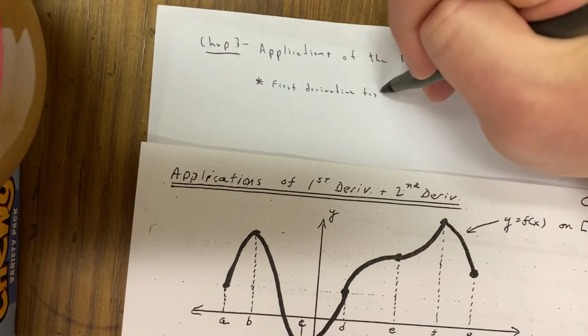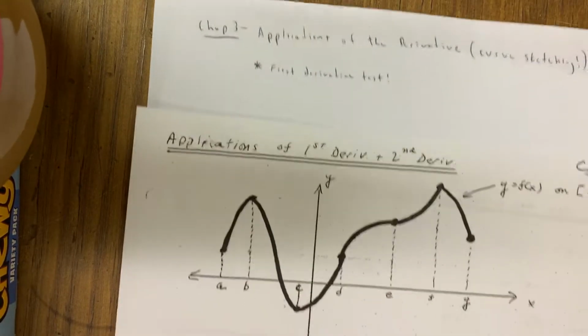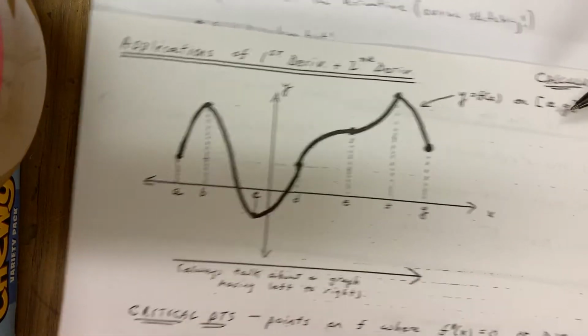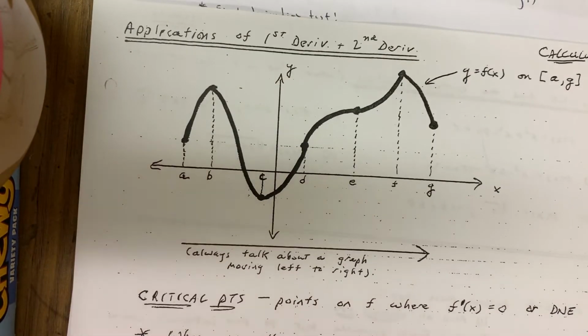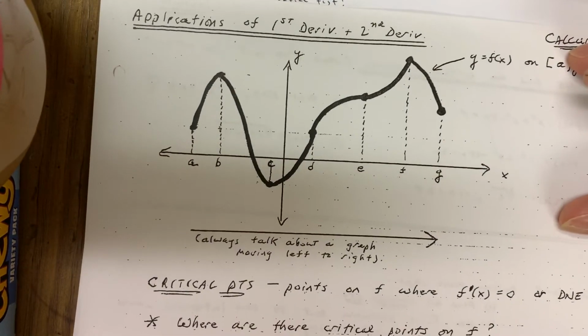All right, so if you look at the ditto, okay, we got a wonky looking function here. We can see it's defined on the closed interval a to g. And here's y equals f of x. And this is Mr. Martina's handwriting. That's my mentor math teacher. I know I've spoken about him before.